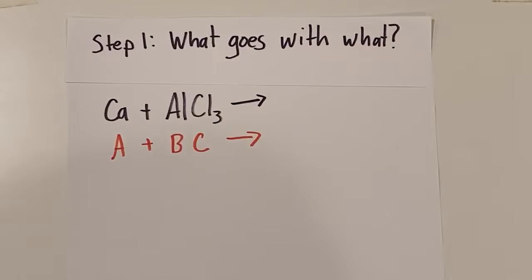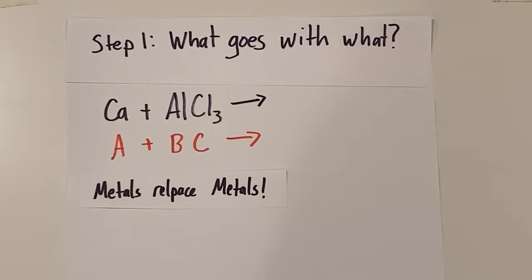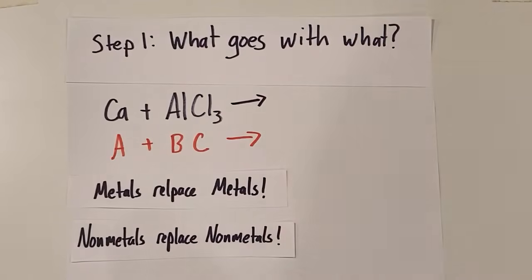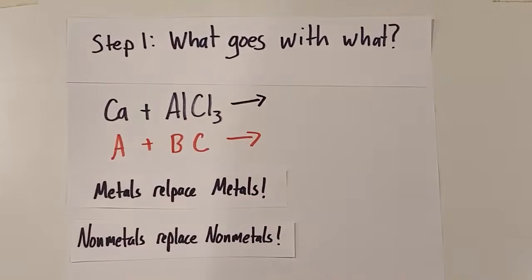All right, so the rules that we're going to apply here are that metals replace metals and nonmetals replace nonmetals. So we're going to have to figure out whether each of these elements is a metal or nonmetal. So let's get a periodic table to figure that out.